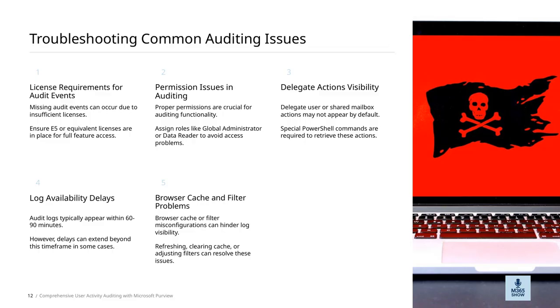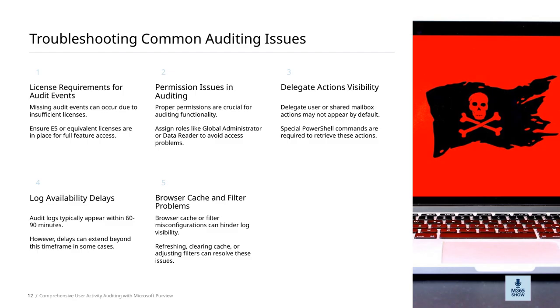Let's dive into some common troubleshooting issues you might encounter when auditing with Microsoft Purview. First, browser cache or filter misconfigurations can really block your log visibility. Sometimes, old cache or incorrect filter settings prevent you from seeing the latest logs. The fix here is simple. Just refresh your browser, clear the cache, or adjust your filters to ensure you're viewing the most accurate data.